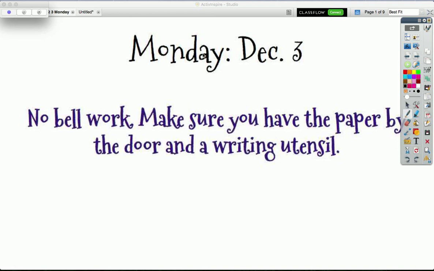Today we're going to move on to the last section of this particular unit, and it is using systems to work out application problems. So it's applications of systems. You should have the paper by the door and something to write with.